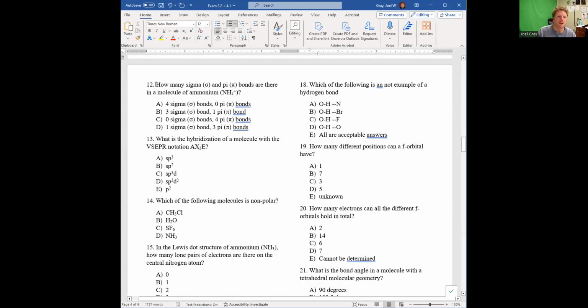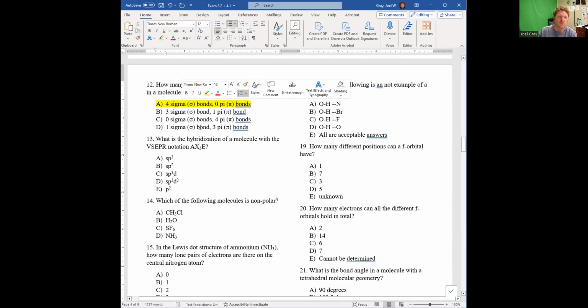Question number 12. How many sigma and pi bonds are there in a molecule of ammonium? Okay, so if you draw this molecule out, you'll see that you have single bonds between nitrogen and hydrogen. You have no lone pairs of electrons on your nitrogen. You have a total of 4 sigma bonds. You have 0 pi bonds.